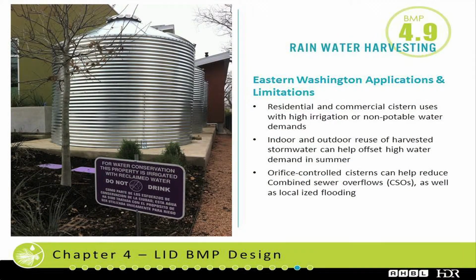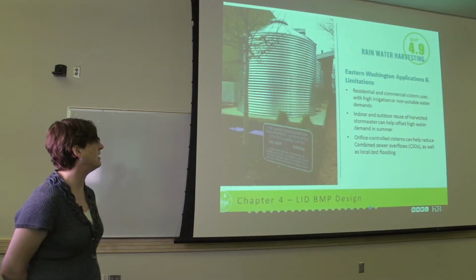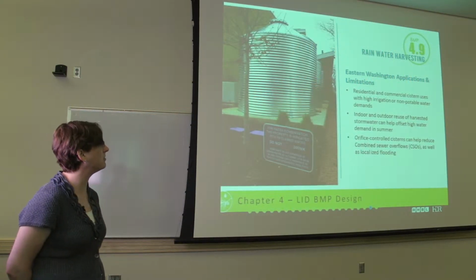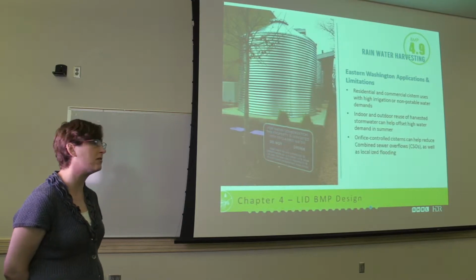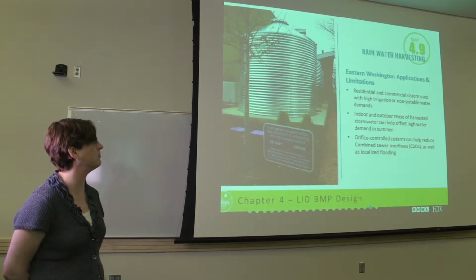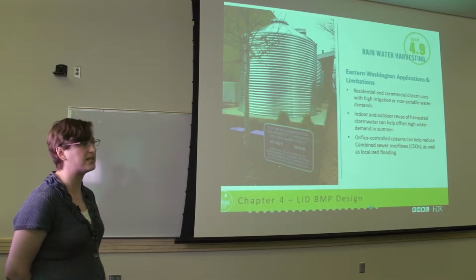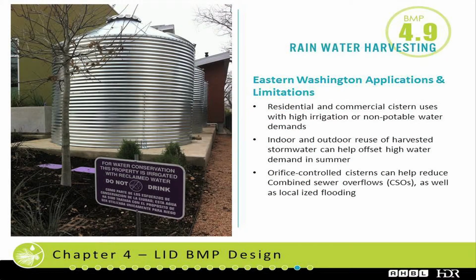And the last BMP that we've included in the manual is rainwater harvesting. So rainwater harvesting has a good application on residential and commercial projects with high irrigation or non-potable water demands. So using these cisterns to store water can help you offset those irrigation or non-potable water demands for outdoor use. Can also be used to supply indoor use to help offset water demand inside the building.